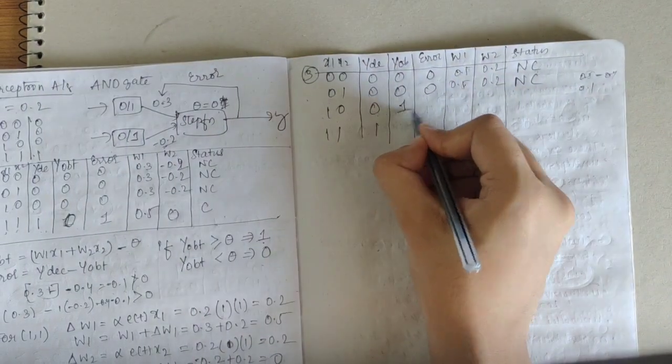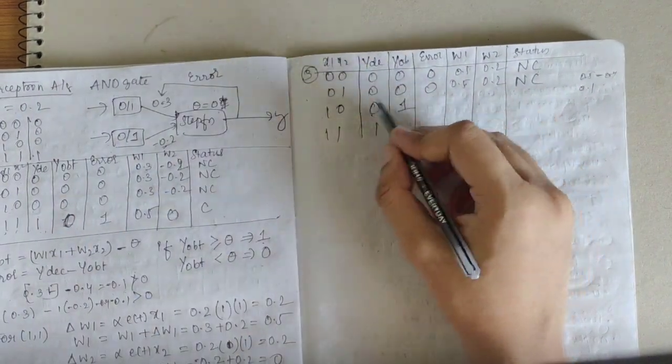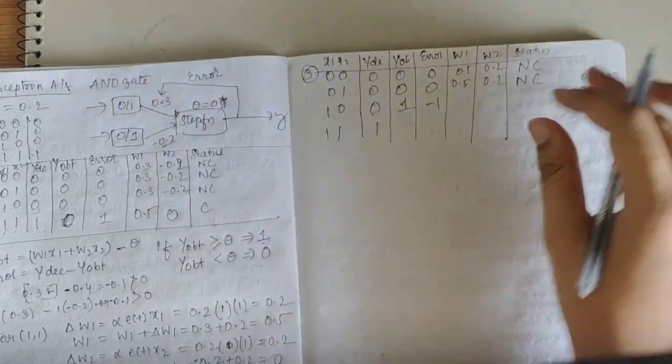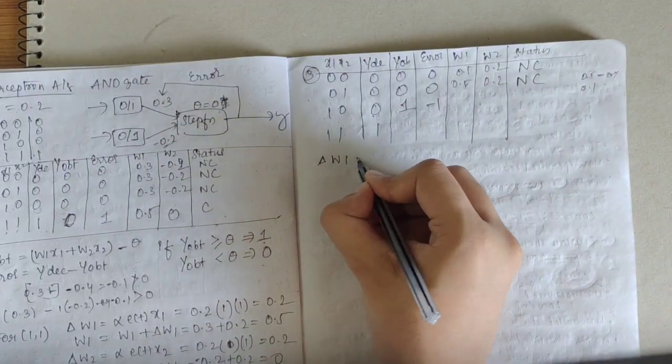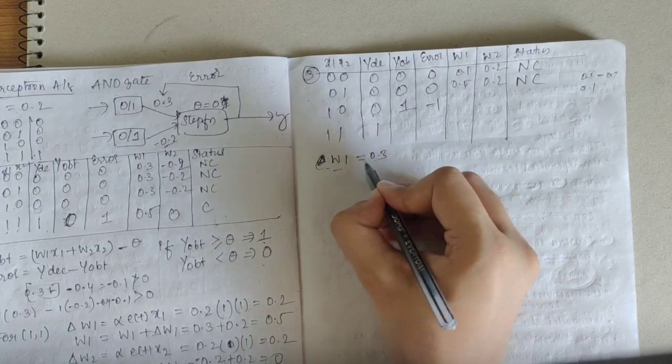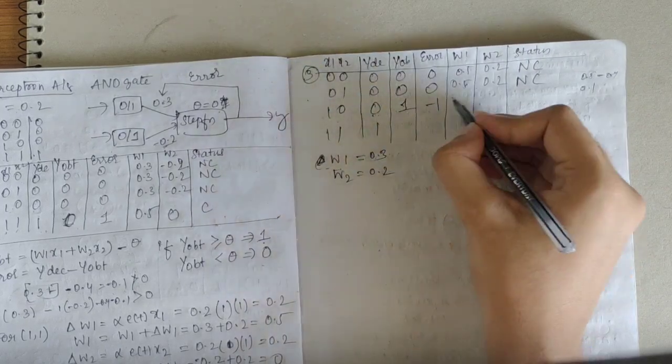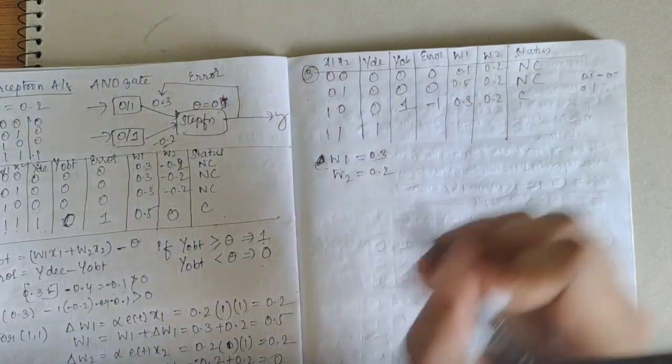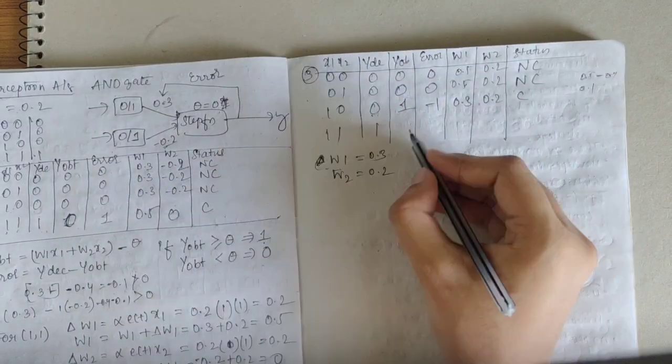0.1 is greater than 0, so I need to put 1 here. But then I had to get 0 here, so the difference would be minus 1. And if I calculate the delta W1 value, W1 would be 0.3 and W2 would be 0.2. So I'm directly writing the values here. So change has happened here. Now considering these two, I'll calculate for these.